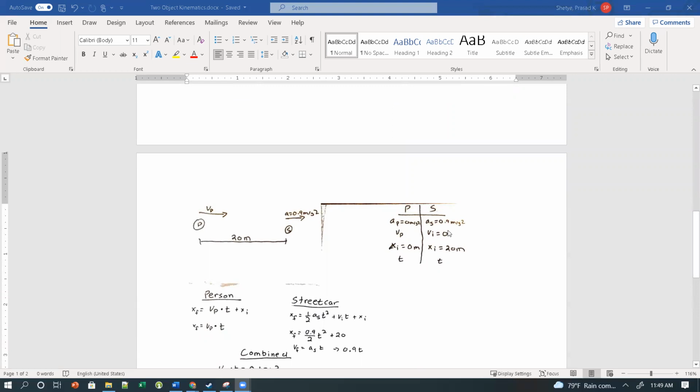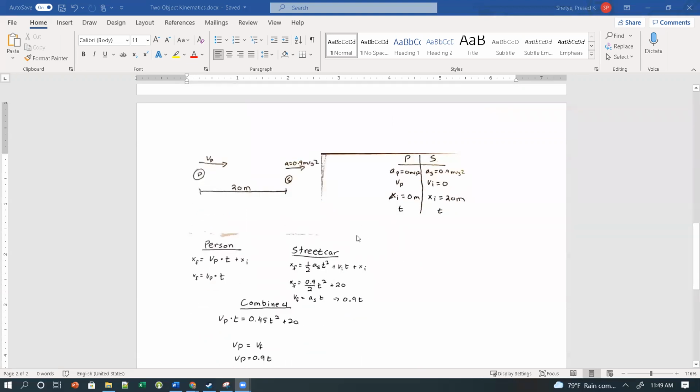Okay, what else? So we know that the person starts 20 meters behind the streetcar. So what we can do in this scenario is just make the person's starting place 0 and the starting place of the streetcar 20. So this will be our 0, that'll be 20, and so forth to the right. And lastly, we know that the person and the streetcar traveled for the same amount of time. Their initial time is the same and their final time is the same. So the unit for time should be the same in both objects.